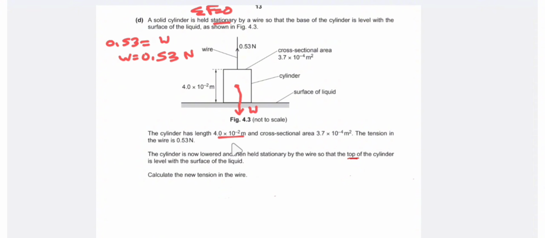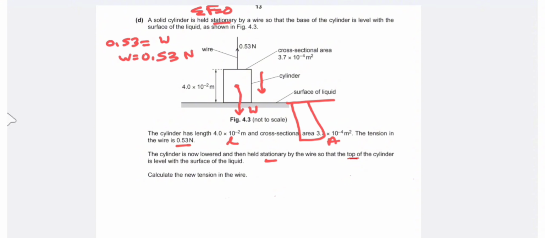The cylinder has a given length and a cross-sectional area, so we know the values of length and area. The tension in the wire is 0.53. The cylinder is now lowered and held stationary by the wire so that the top of the cylinder is level with the surface of the liquid.